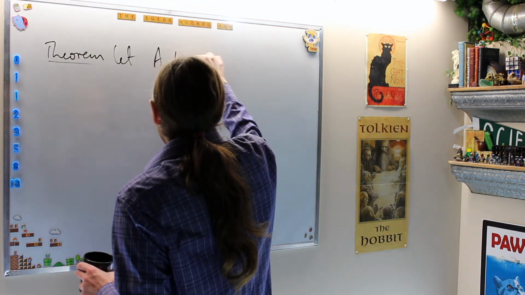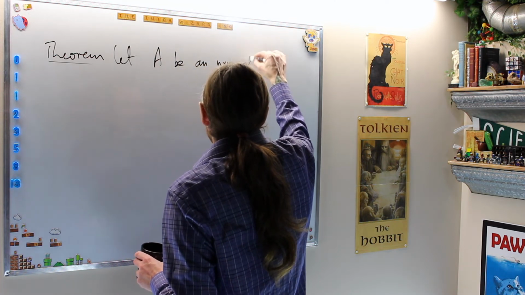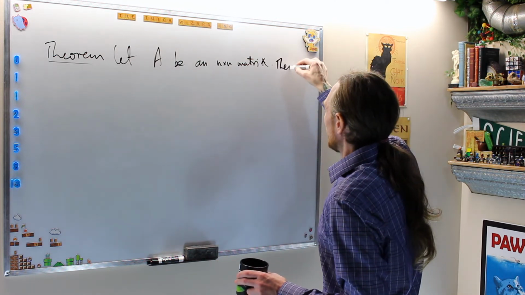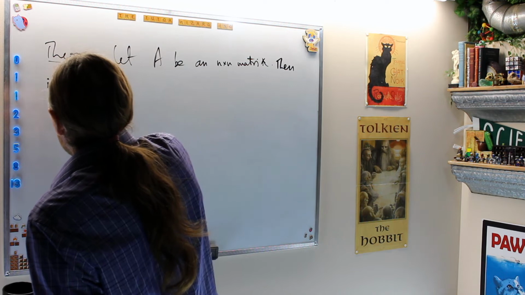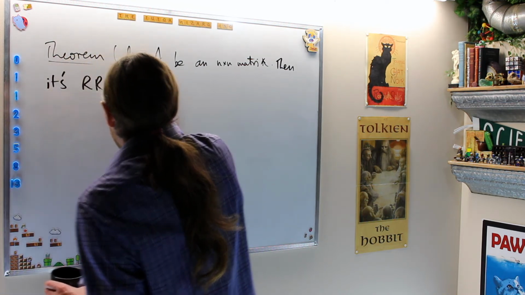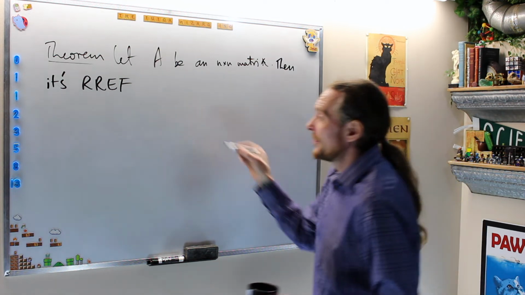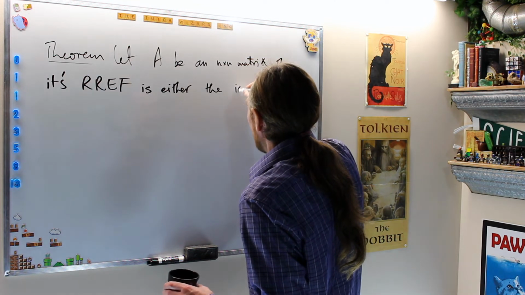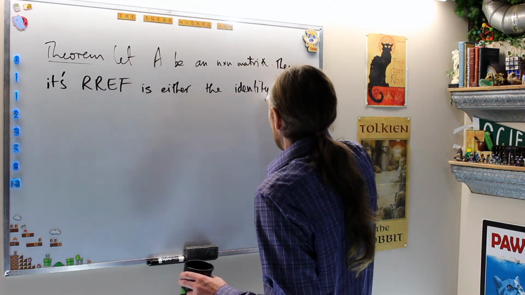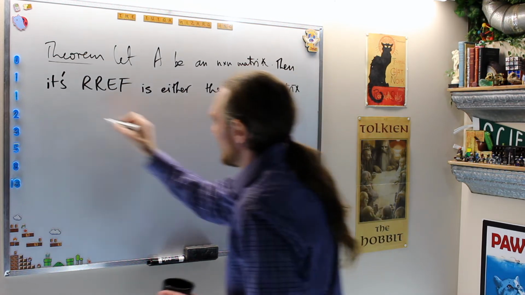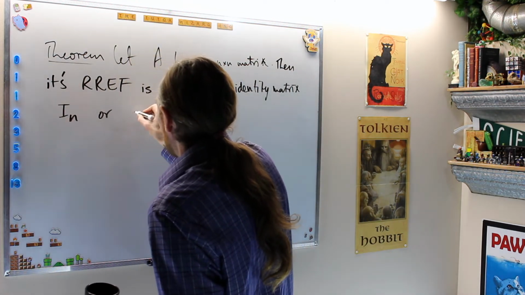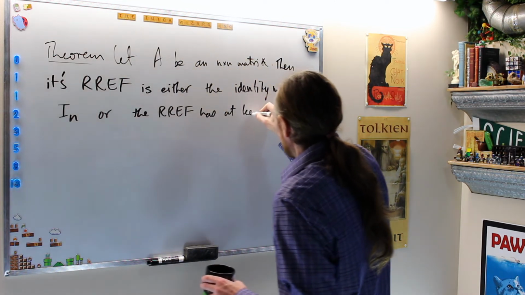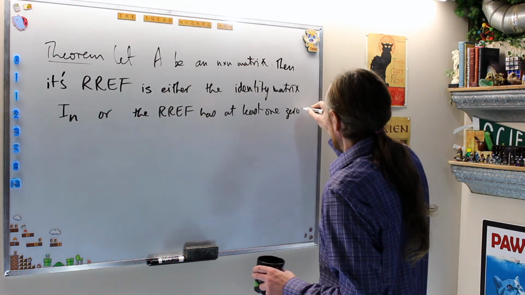Theorem. Let A be an n by n matrix. Then its RREF, or reduced row echelon form, is either the identity matrix In, n by n, or the reduced row echelon form has at least one zero row.